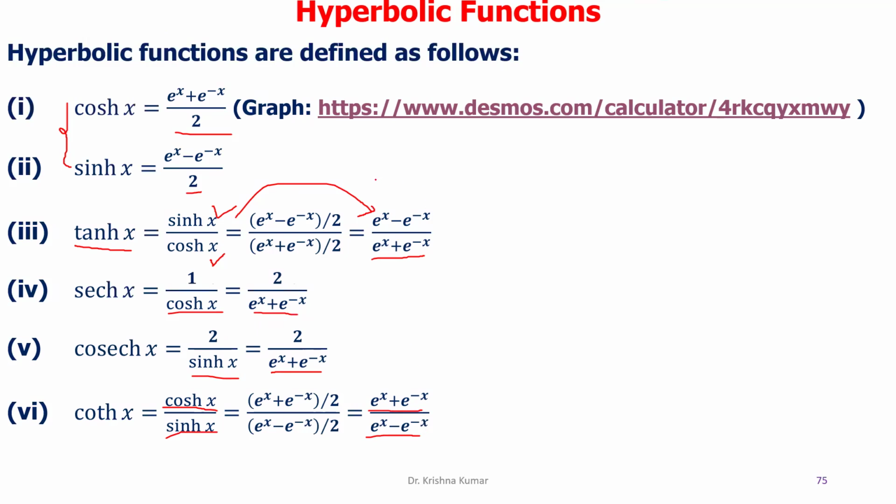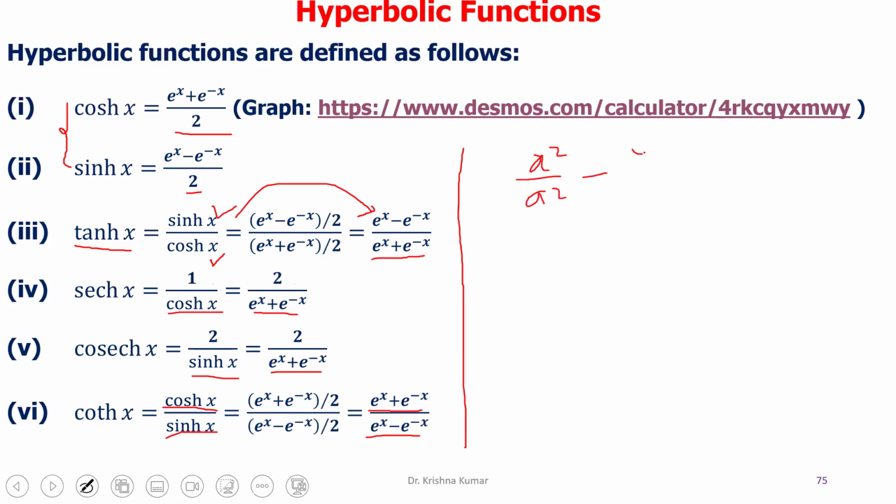Now, a very simple question arises: why are they called hyperbolic functions? Let us discuss this. Let us see the simplest equation of hyperbola. We know that the equation of hyperbola is x square upon a square minus y square upon b square equal to 1. Let us put a equal to b equal to 1. So the simplest equation of hyperbola is x square minus y square equal to 1.